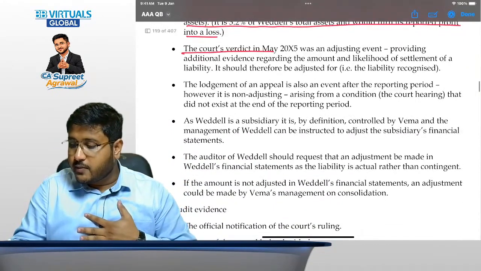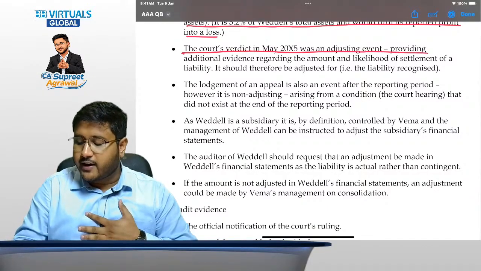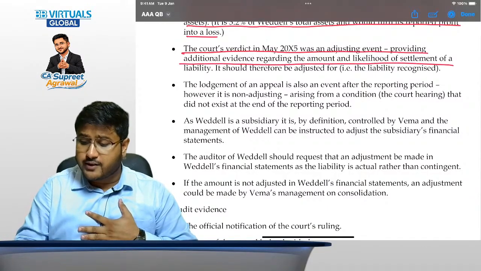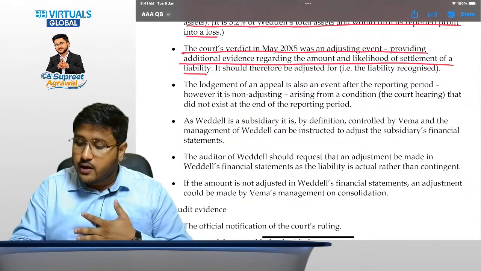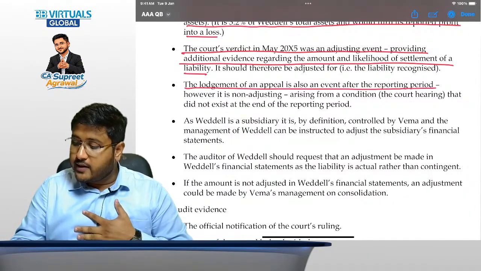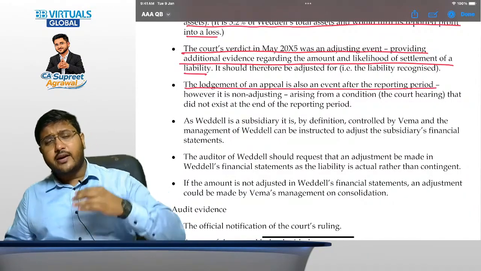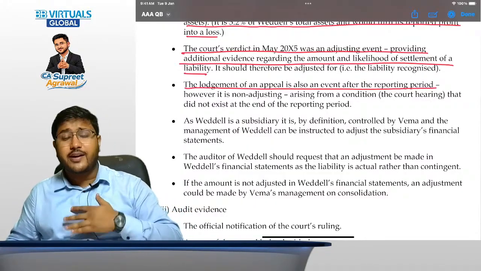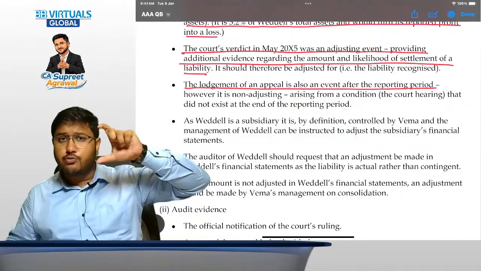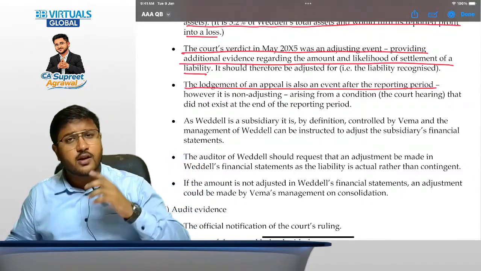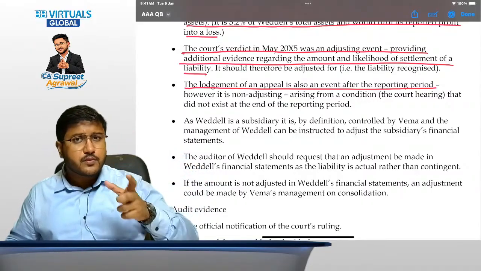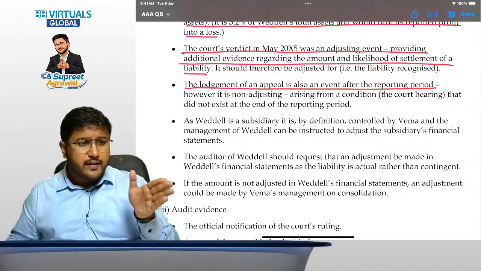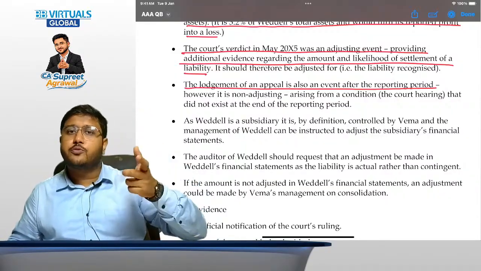Now the court's verdict in May 2025 was an existing event providing additional evidence regarding the amount and likelihood of a settlement. So it should be adjusted for. The lodgement of an appeal is also an event for the reporting period. So do we need to write similar considerations and audit evidences? No, my dear friends, you do not need to write them all. What you can do is write 2 to 3 points for the audit procedures, and 2 to 3 points for the considerations, based on the marks. If the total marks is 8 marks, you can write 4 points for each.